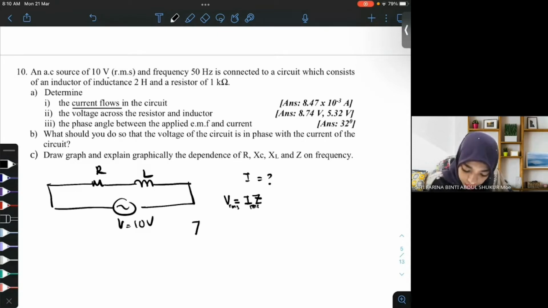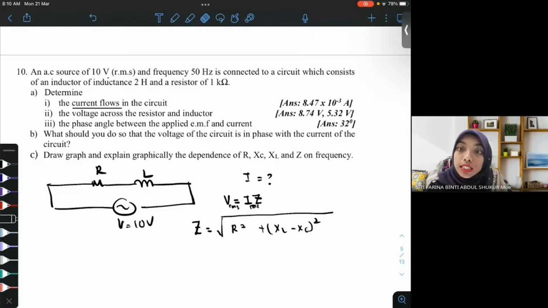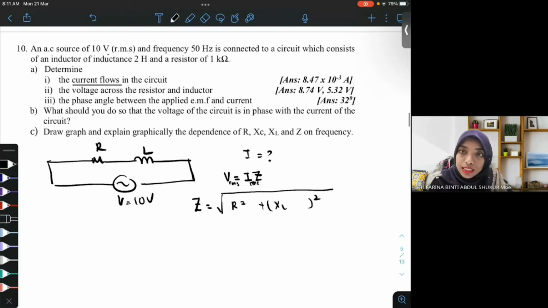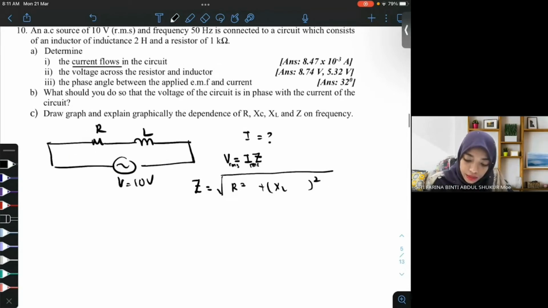So your Z here adalah, kalau kamu dah hafal, kamu akan ada square root of R square plus XL minus XC square. Ini kalau kita hafal lah. As you can see, you do not have capacitor in your circuit, maka kita boleh eliminate the term capacitor. So kita akan ada R square plus XL square sahaja dekat sini. Kalau tak hafal pun, kita boleh guna kaedah phasor diagram, because when you have resistance dan juga inductor, ini adalah V untuk inductor, ini adalah voltage across resistor. Dua benda ni je. So V net kita akan duduk sini.